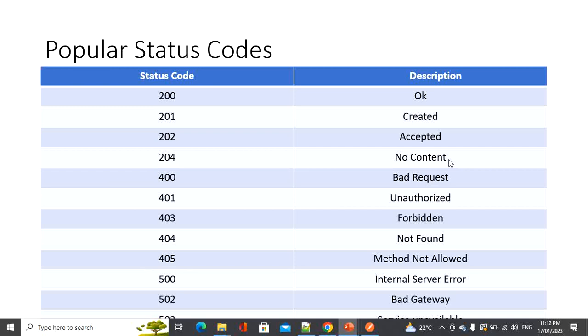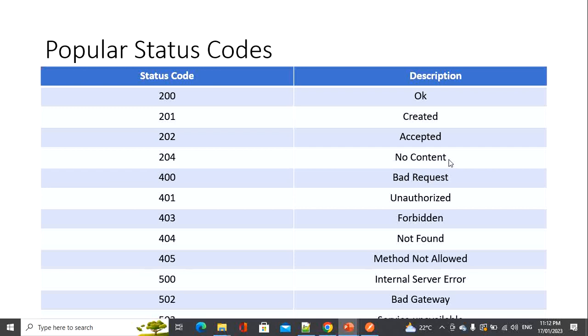Now 400, bad request. 400 bad request means whenever you try to create a new resource, obviously you need to pass that payload in the form of a request body. There, for example, you are passing it in the form of a JSON representation.